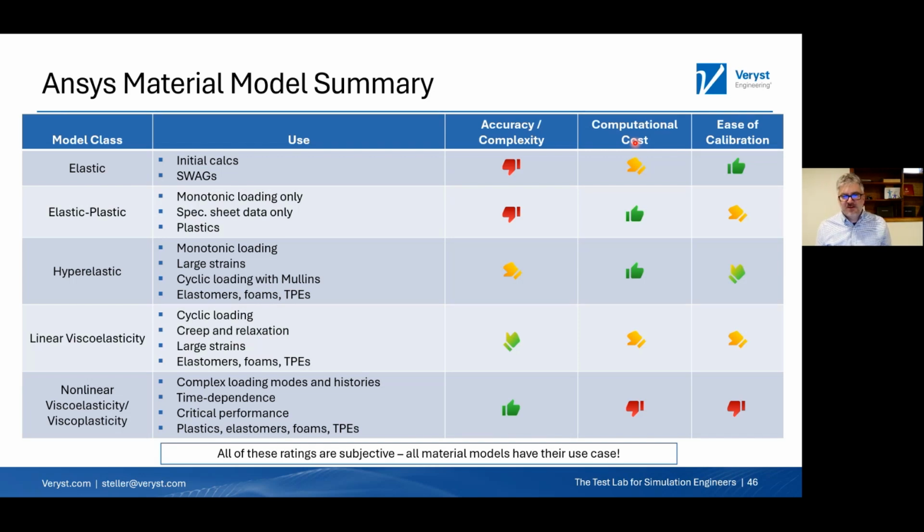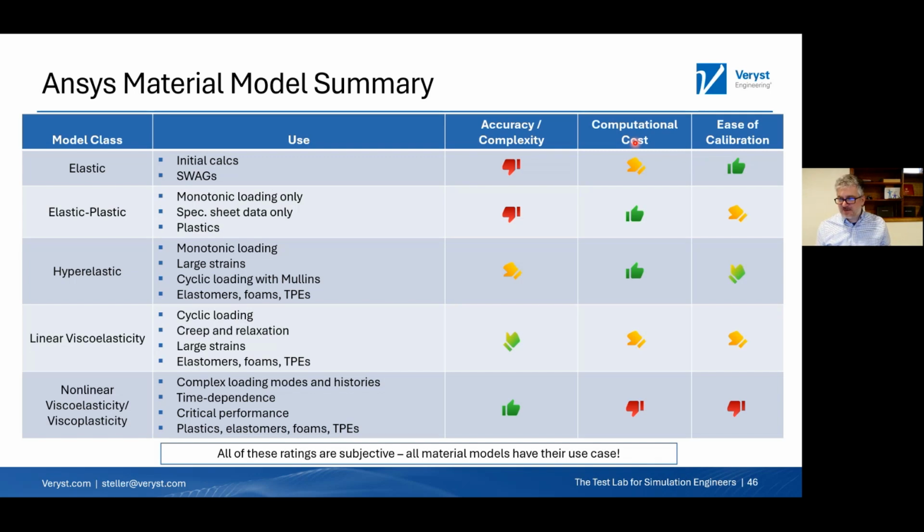Elastic plastic models, they're really only good if you only have spec sheet data, only for plastics, and you only have monotonic loading. Overall, the computational cost is generally pretty good. It can be pretty easy to calibrate depending on how accurate you want to be, but I don't think the model itself is very accurate.